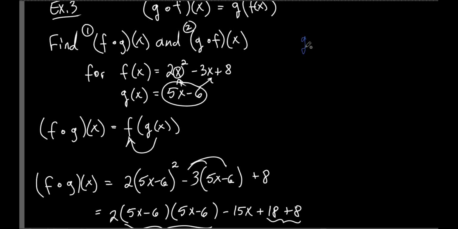So we have to go G of F of X. What does that mean? That means we take the F function, the whole entire thing, and we substitute it in for X in the G of X function. So we're taking that thing that's circled in yellow and putting it in for that X right there.